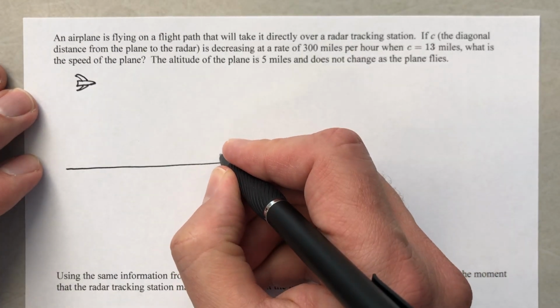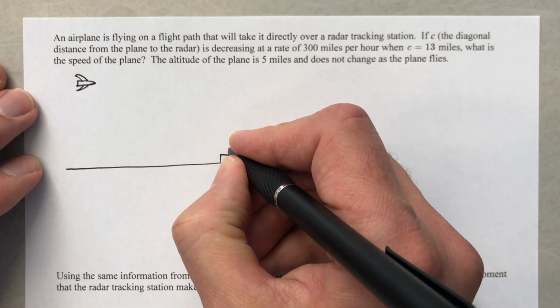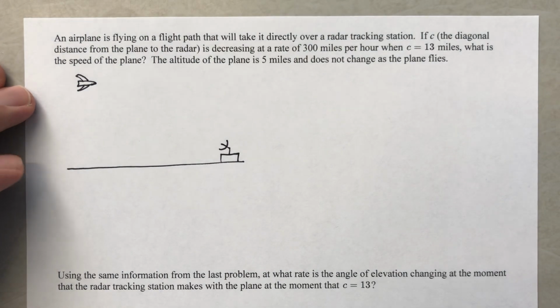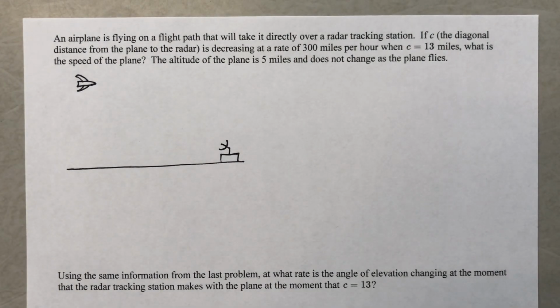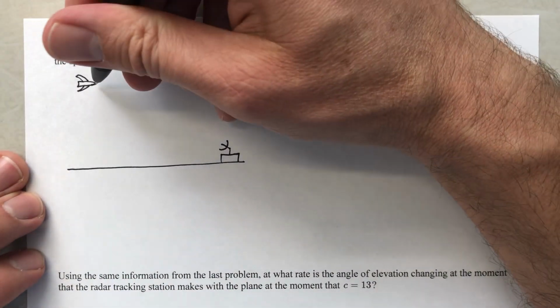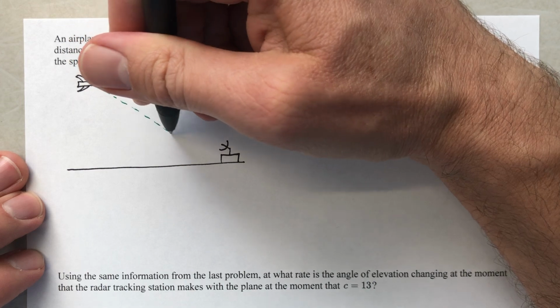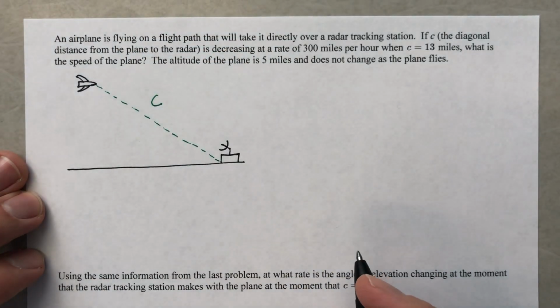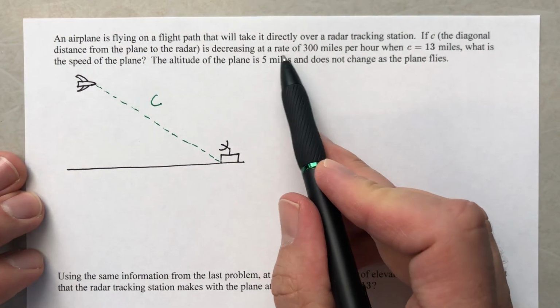And there's a little radar tracking station down here. We'll put a little 1988 satellite dish on it. There we go. And there is a distance we will call c. That is the diagonal distance from the plane to the radar. We're going to call that c. And it is decreasing at a rate.